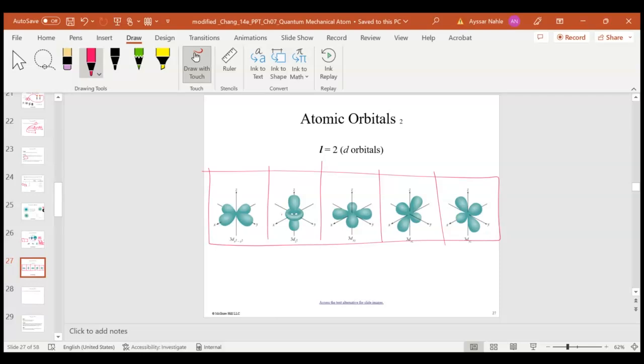Okay. And don't worry about this. These are the shapes of the S, of P, of D. F will be even much more complicated. We're not worried about it.